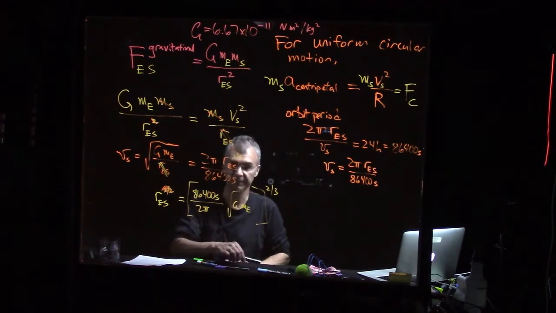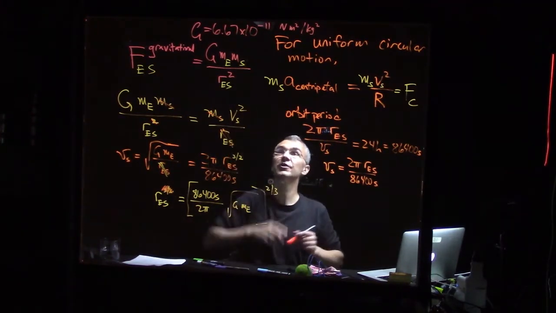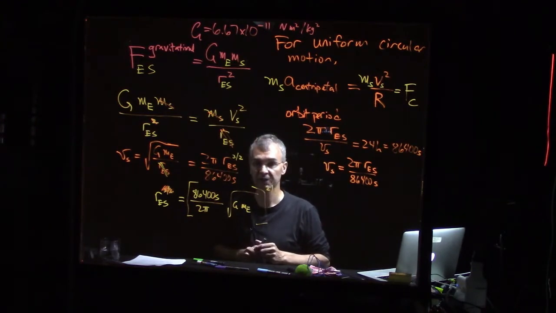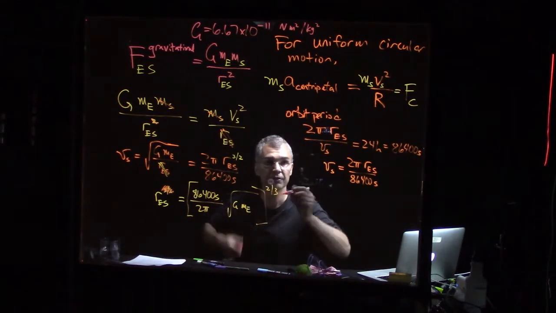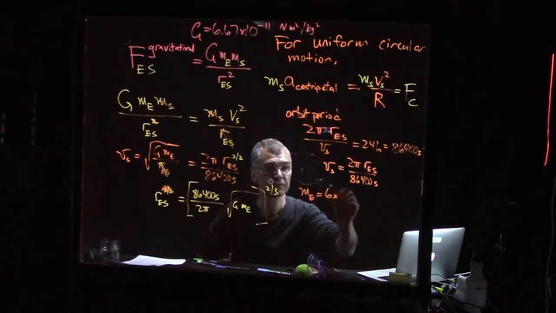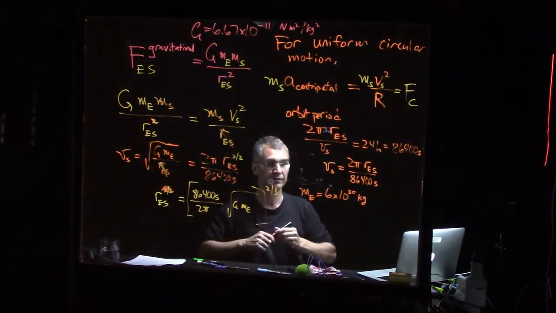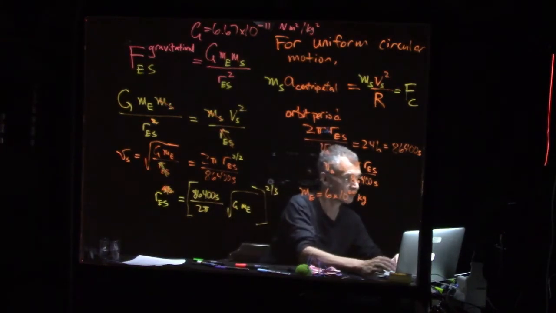Sure, let's try it. So we'll plug in some numbers. We said G was 6.67 times 10 to the minus 11 in SI units. Mass of the Earth is, I think it is 6 times 10 to the 30th. Oh, it might be 24th. I think it's 6 times 10 to the 30th. Oh, I better check that. Mass of Earth.